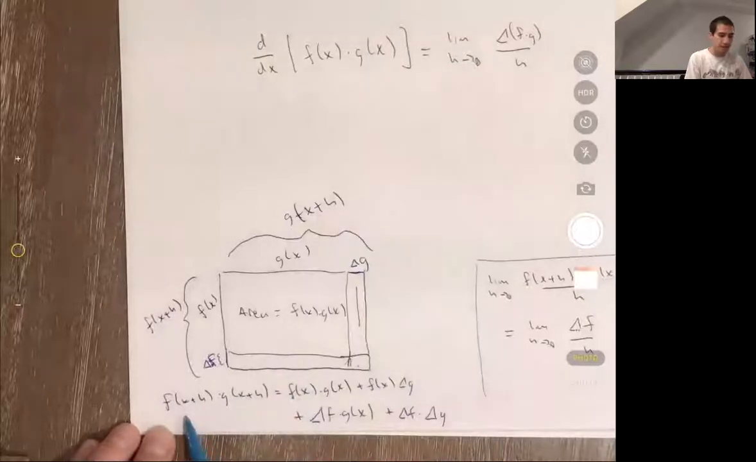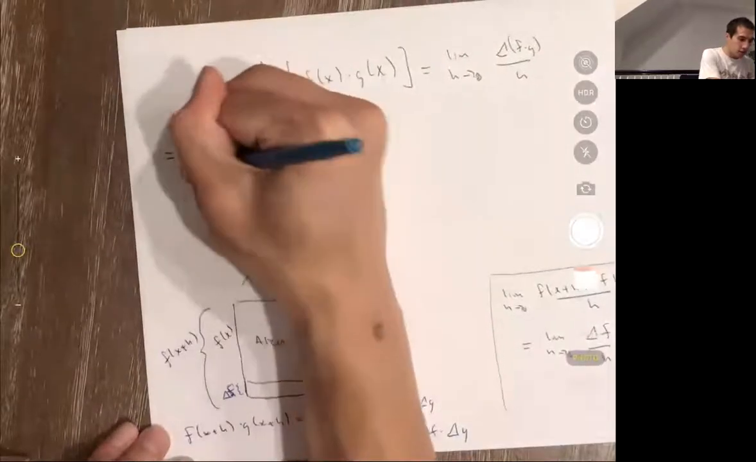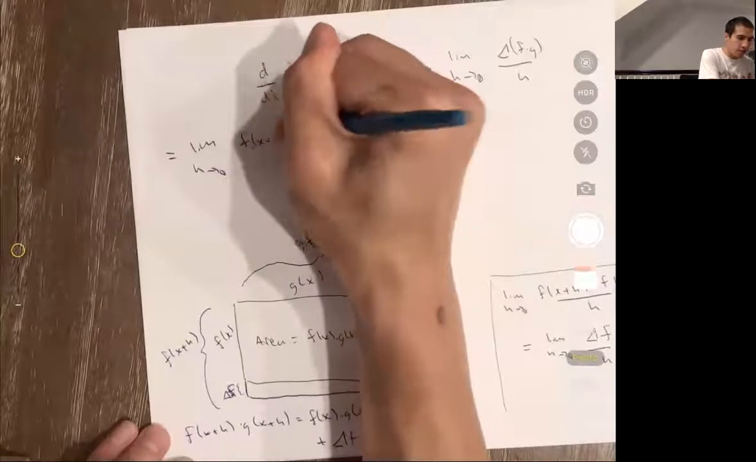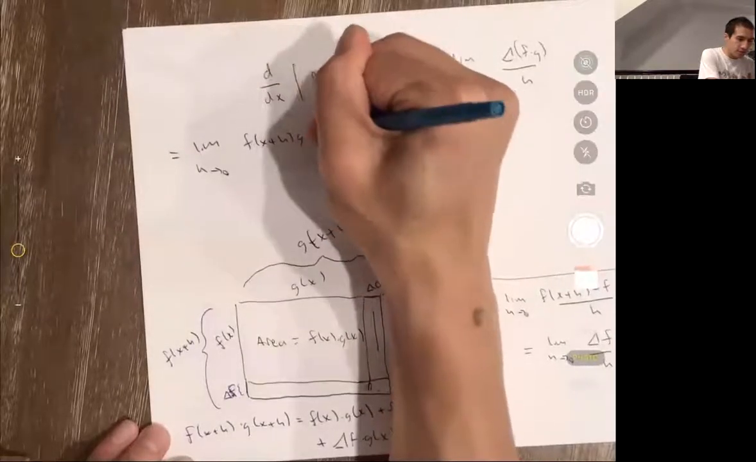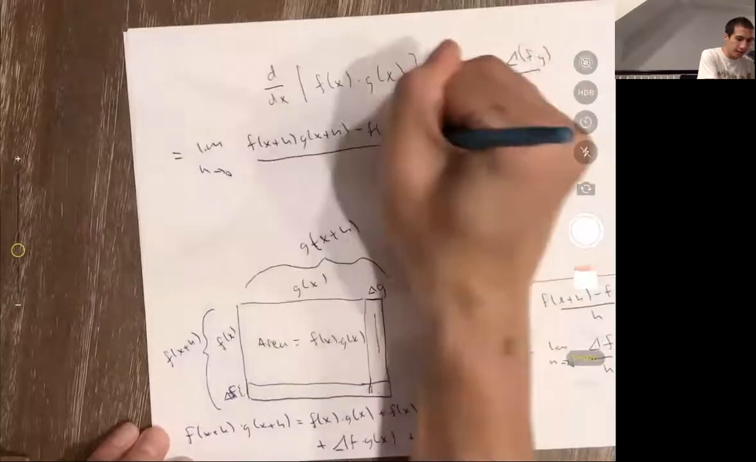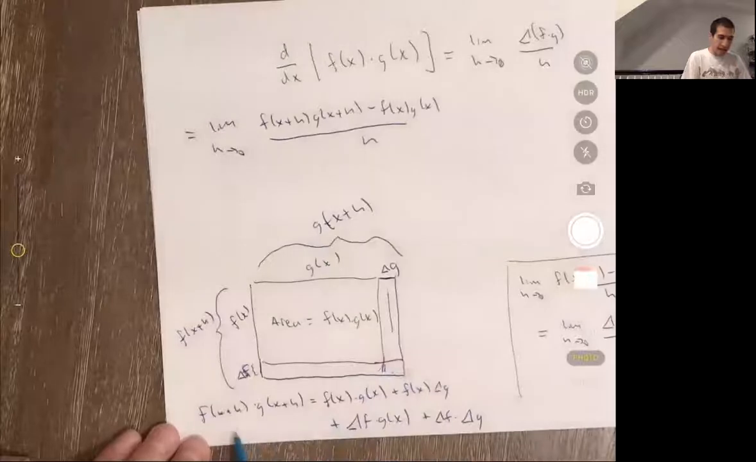It's f of x plus h times g of x plus h minus f of x times g of x, right? So this is the limit as h goes to 0 of f of x plus h, g of x plus h, minus f of x, g of x over h. And now I know this term. This term is exactly this thing right here. And I'm subtracting from it f of x, g of x. So I'm actually subtracting the first term from it.